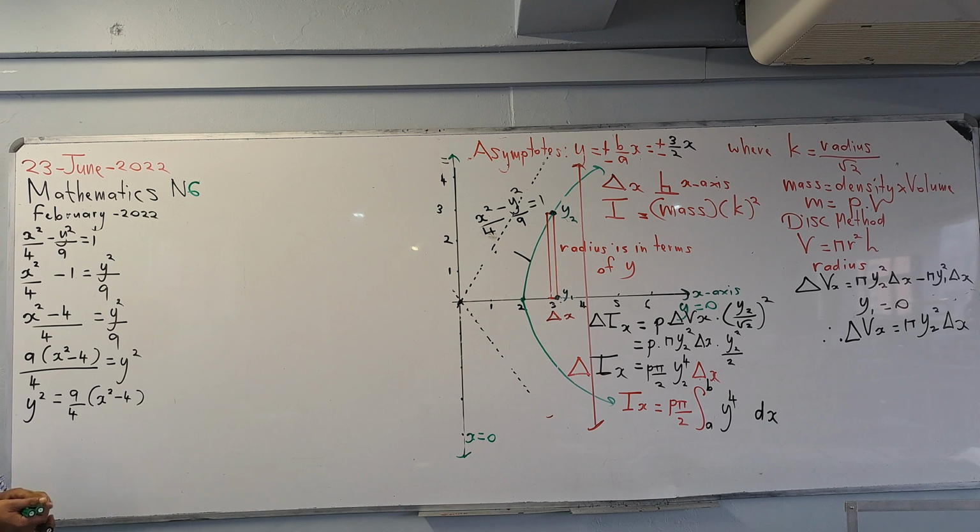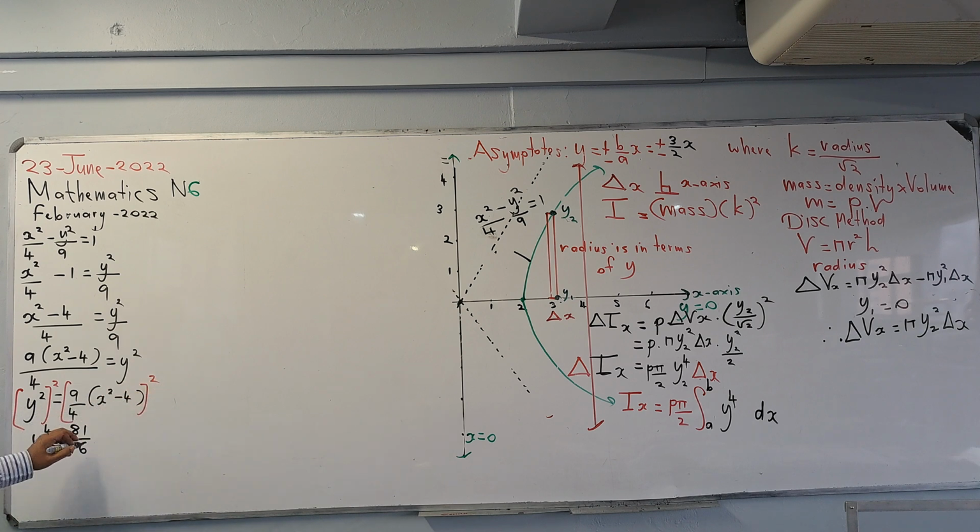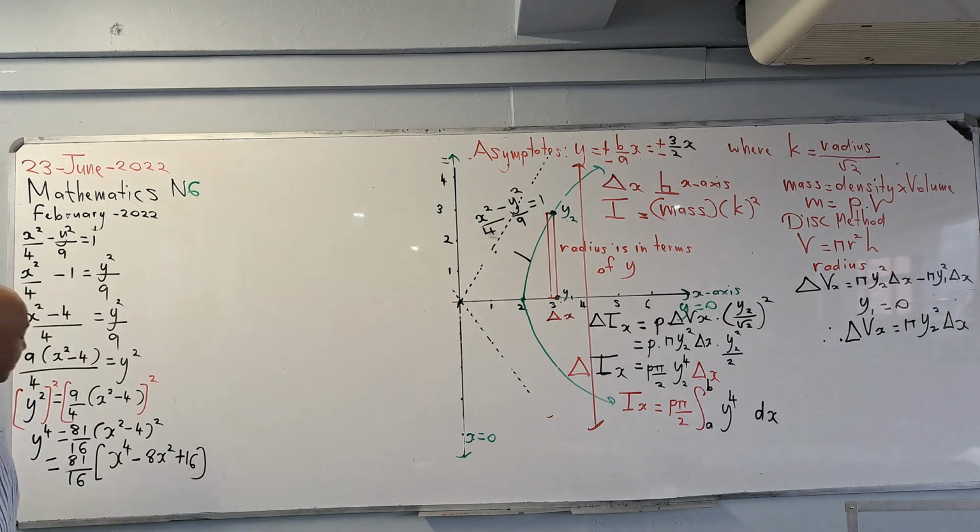You're clear with that? So now I can get my y to the power 4 by just squaring the left, squaring the right. So now I have y to the power 4 is equal to, now I can square this fraction easily. Can you see that? Square 9, you get 81, square 4, you get 16, and then this part here is now also squared, which is equal to 81 over 16, and then x squared, all squared, is equal to x to the power 4, middle term is 2 times term 1 times term 2, so minus 4x squared times 2 is minus 8x squared, and then minus 4 squared is going to give me a positive 16.